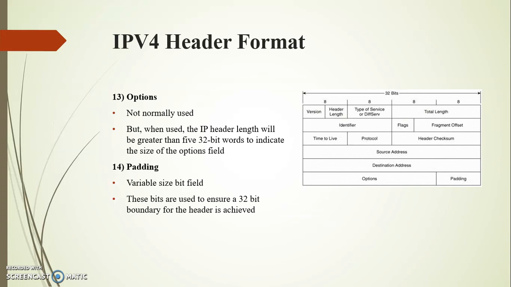Options. It is not normally used, but when used, the IP header length will be greater than 5 32-bit words to indicate the size of the option field. Here you can see the protocol field, header checksum, source address, destination address, and then the option field. Padding. It is a variable size bit field. These bits are used to ensure a 32-bit boundary for the header is achieved. Network testing and debugging are done in the options, and the alignment is done in the padding.